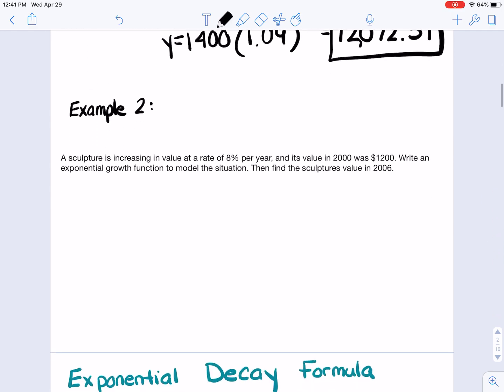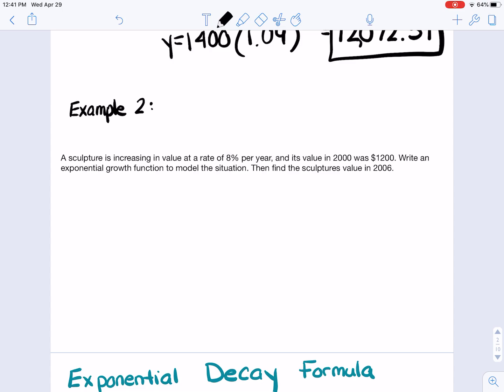All right, let's look at example number 2. A sculpture is increasing in value at a rate of 8% per year, and its value in 2000 was $1,200. Write an exponential growth function to model the situation. Then find the sculpture's value in 2006.